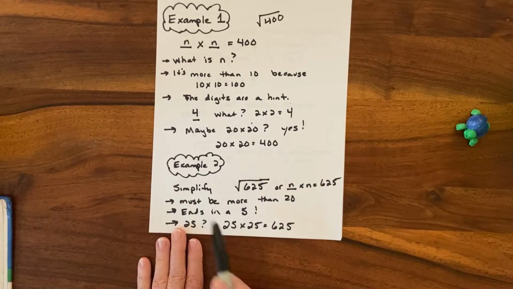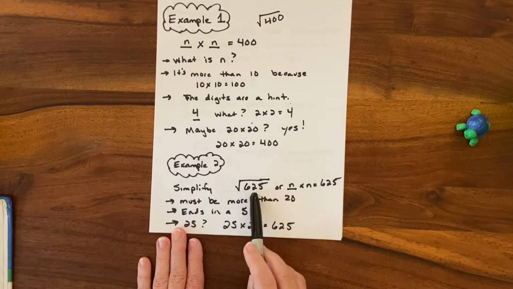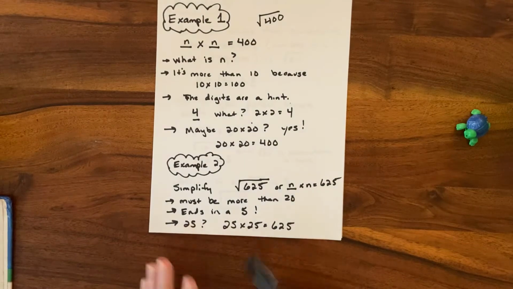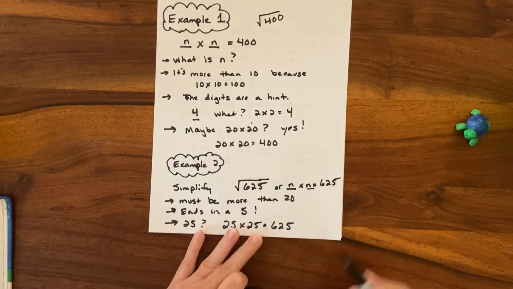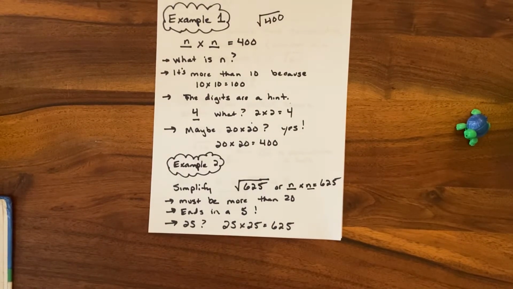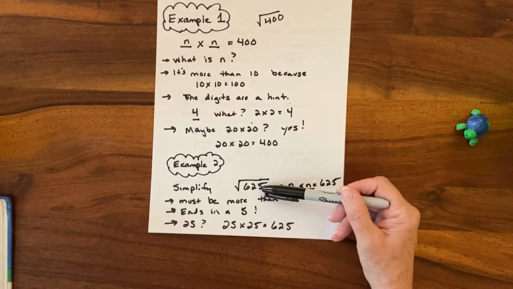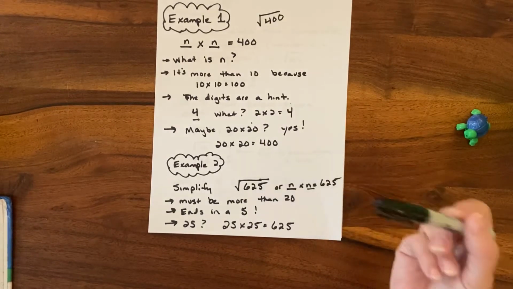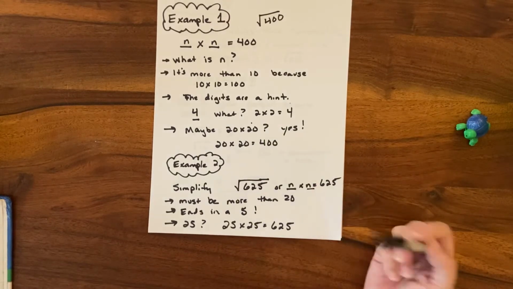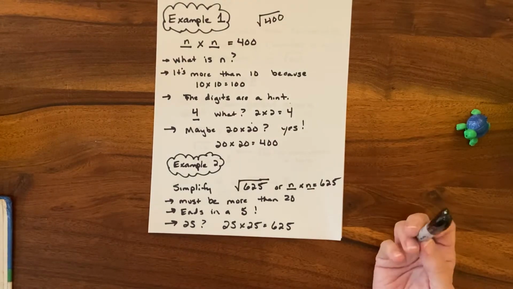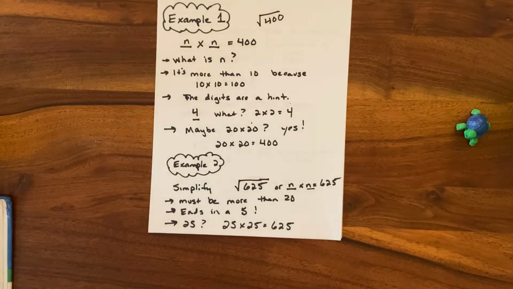Example 2, we're going to simplify the square root of 625, or something times the same thing is 625. Okay, so let's think about what we know already. We know that the square root of 400 is 20. This number is bigger than 400, so I know that the square root is going to be bigger than 20. Okay, let's use our mystery solving powers.